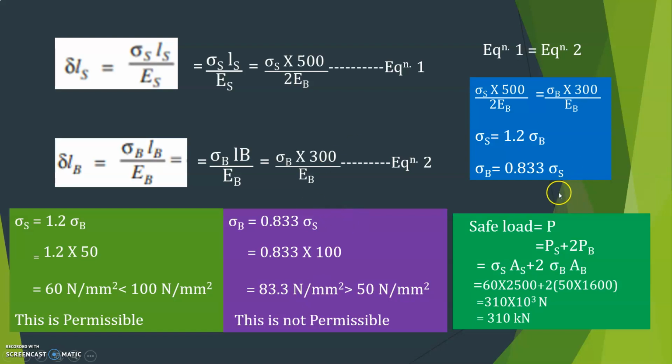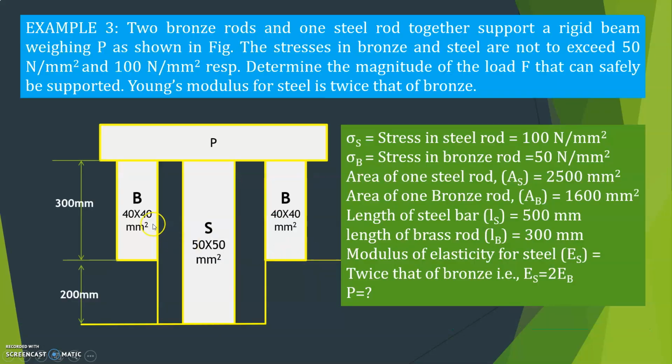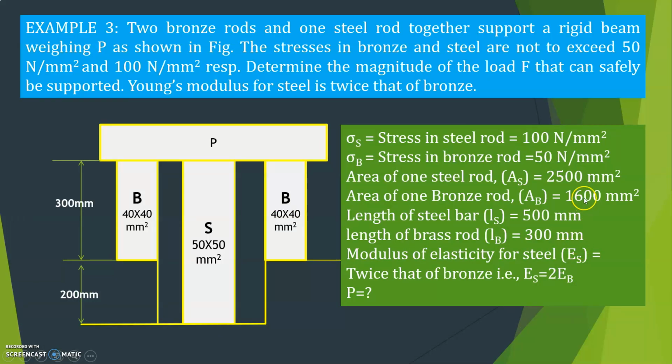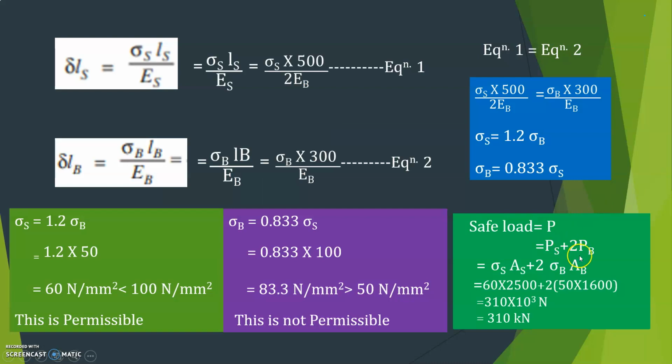Now after that you have to calculate the safe load. Safe load P is equal to what? PS plus PB. That is the second rule. What is PS? Here only one steel rod. So PS plus 2 PB. Why I have written 2 PB means 2 bronze rods, and I have not calculated 2 times the area here. That's why I have written 2 here. You can calculate here also, no problem: 2 into 1600. Then you don't substitute the 2 here. Here it becomes only PS plus PB. Just make a note of that.